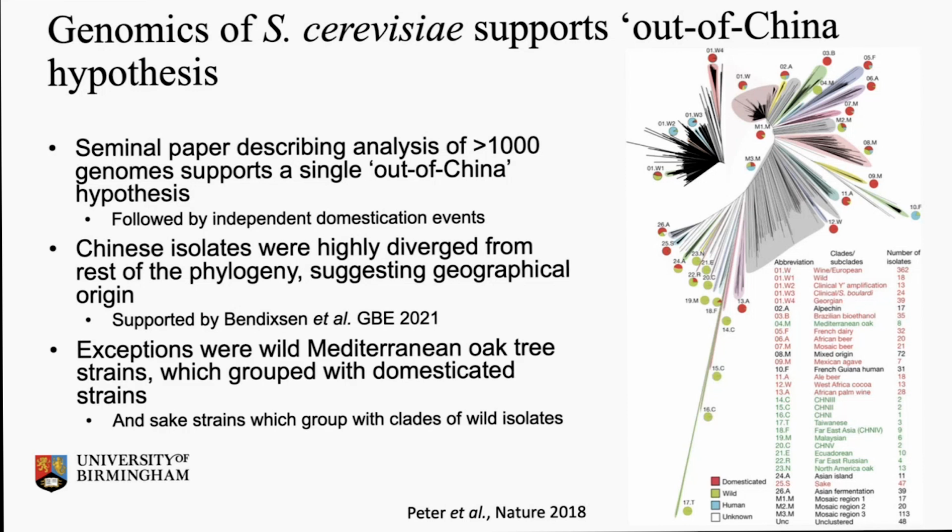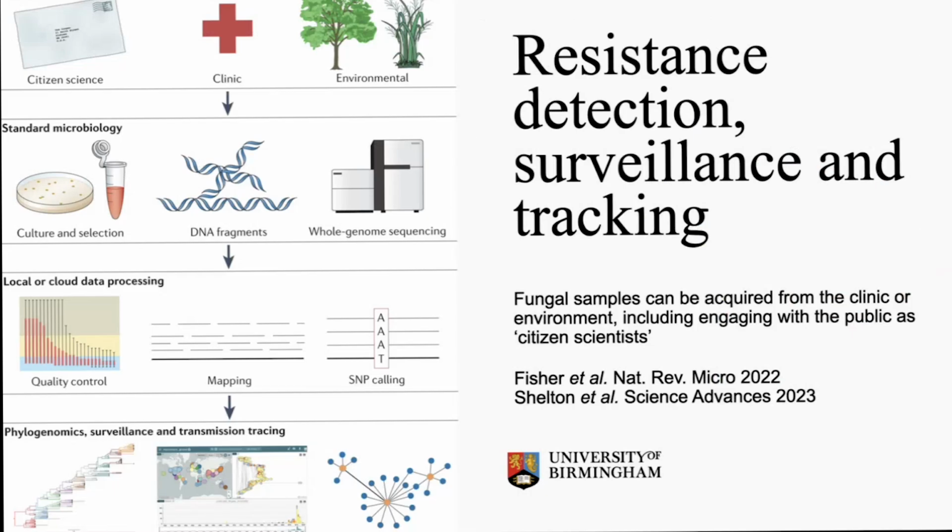But there are some really nice exceptions. There were wild Mediterranean oak tree strains, which grouped with domesticated strains, and also sake strains, which grouped with clades of wild isolates. So these are really nice examples of this out of China hypothesis and how genomics can be used for non-pathogenic fungi. We're really interested in how we can apply genomics for resistance detection, surveillance, and tracking.